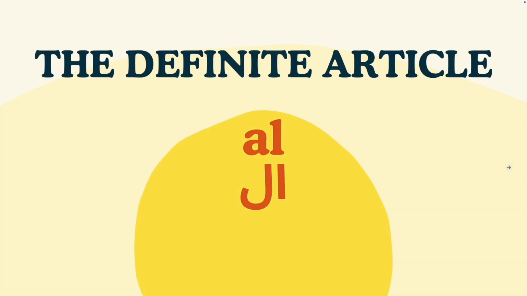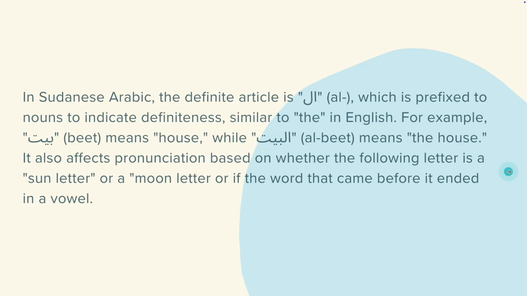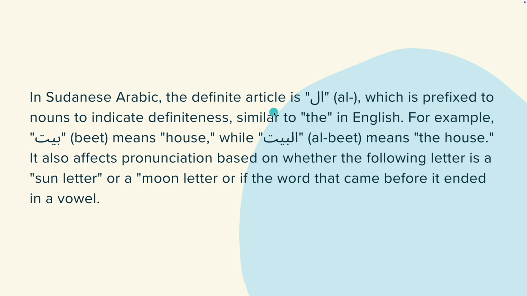And now let's learn the definite article ال. In Sudanese Arabic, the definite article is al, which is prefixed to nouns to indicate definiteness, similar to the. So in Sudanese Arabic or in Arabic, the equivalent of the is al. In English, you say the. In Arabic, we say al. For example, bait means house, while al-bayt means the house.